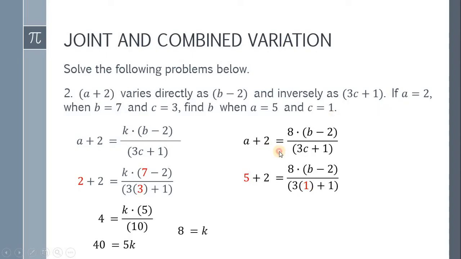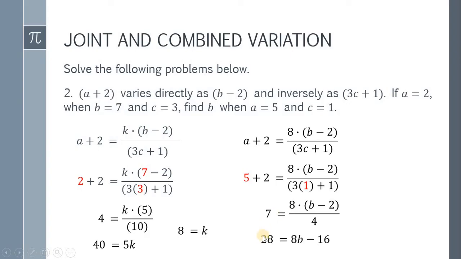Now, simplify. We get 7 is equal to 8 times B minus 2 all over 4. Next, cross-multiply natin para mawala yung fraction. So, we have 28 is equal to 8b minus 16. Distribute na natin yung 8. So, 8 times b, we have 8b. 8 times negative 2, we have negative 16.